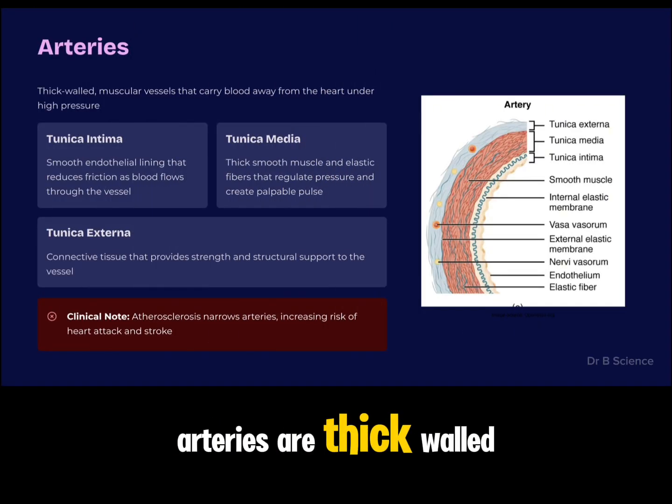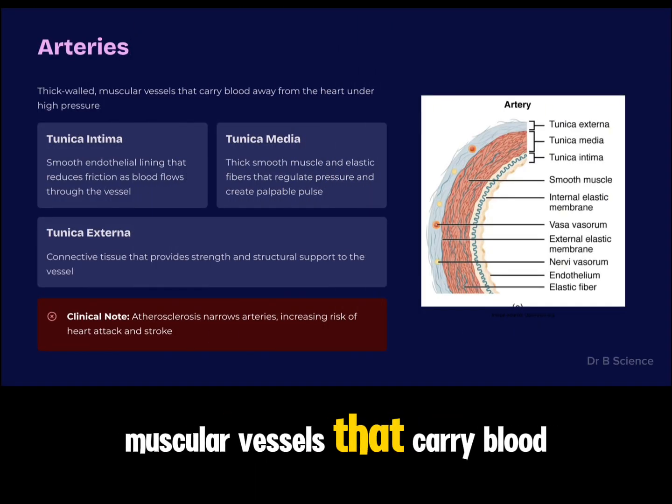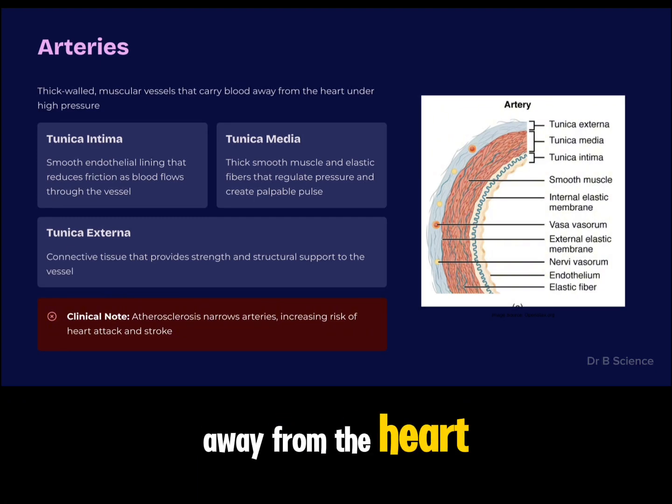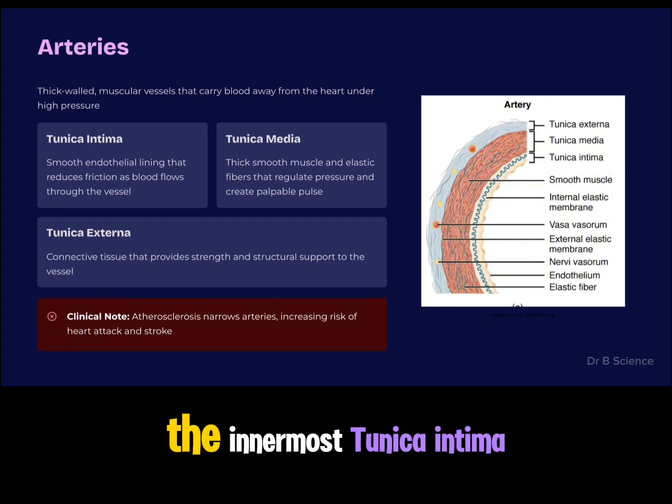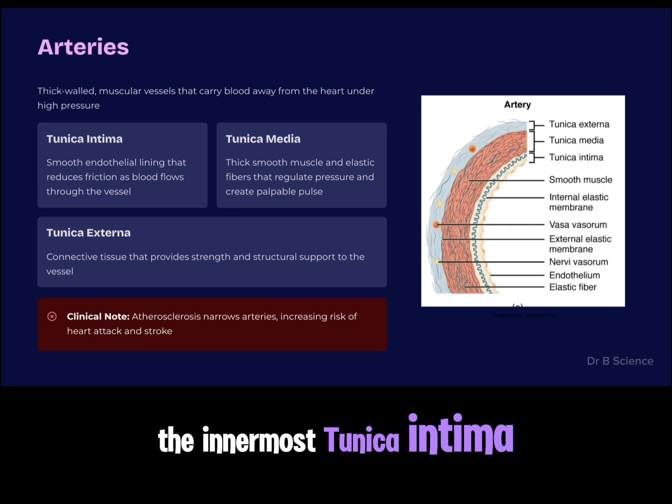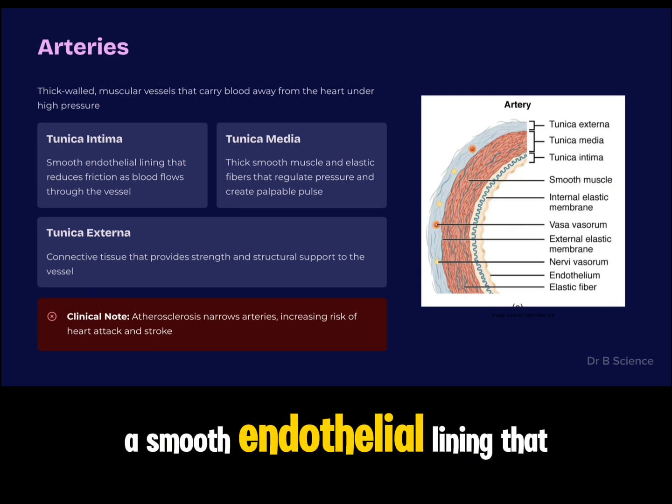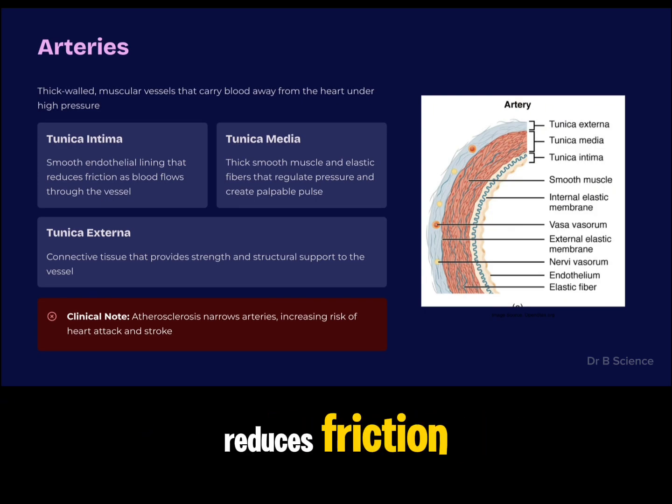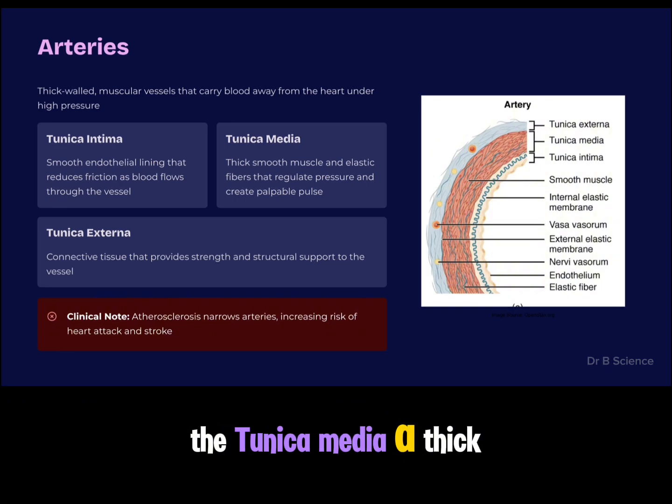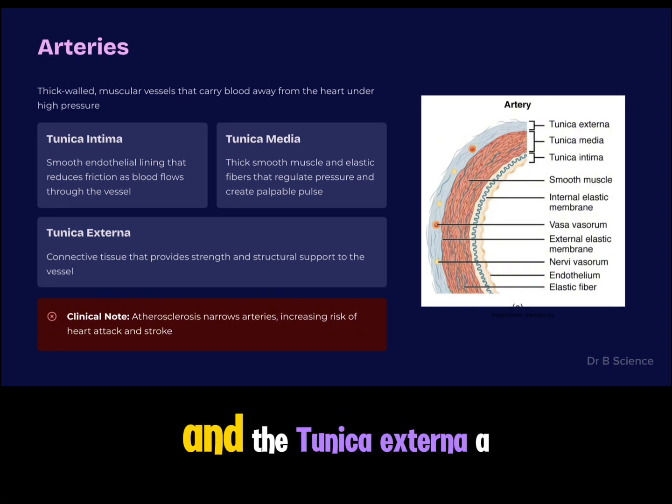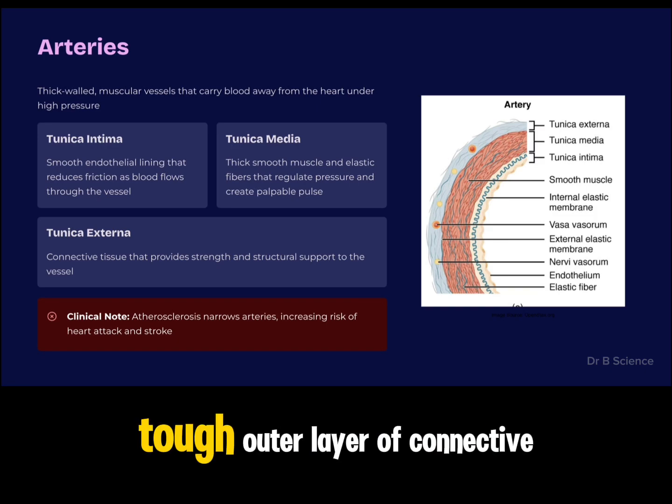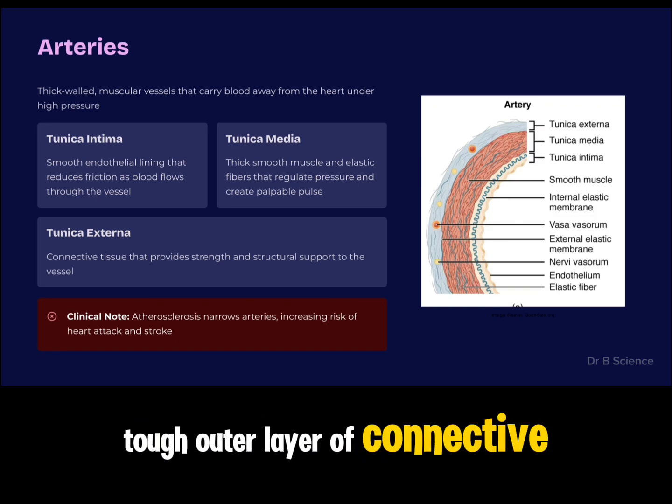Arteries are thick-walled, muscular vessels that carry blood away from the heart under high pressure. They have three main layers. The innermost tunica intima, a smooth endothelial lining that reduces friction. The tunica media, a thick layer of smooth muscle and elastic fibers. And the tunica externa, a tough outer layer of connective tissue.